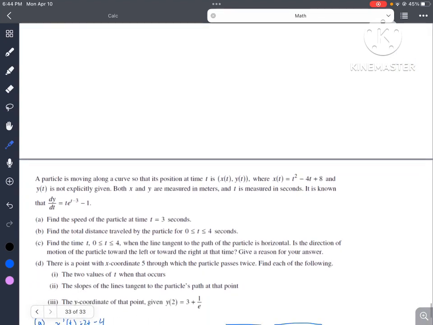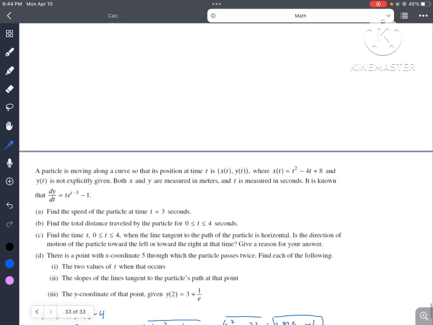Okay, if you want, you should consider pausing this video and trying it out yourself and come back later. Okay, I assume you have come back. Let's look at the question. Over here we have a particle moving along a curve, and there's another vector valued function, x of t, y of t. This time they gave us x of t, y of t is not explicitly given. And this time they have units, it's meters and seconds.